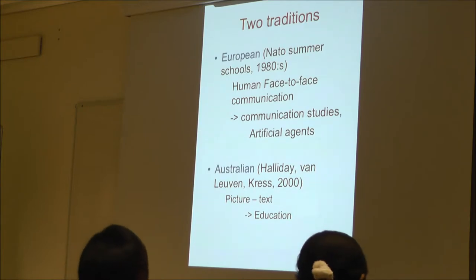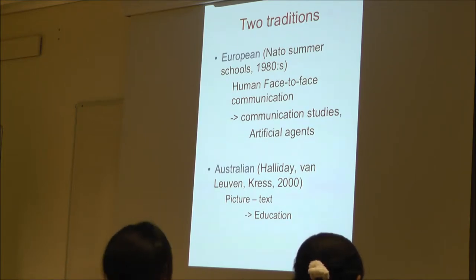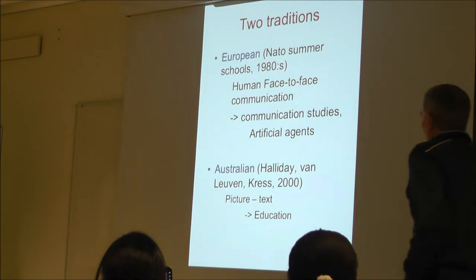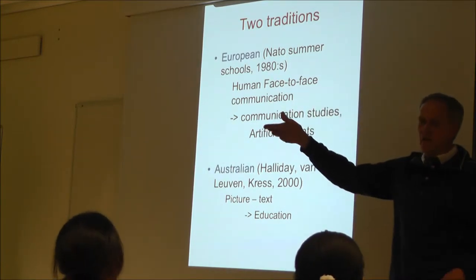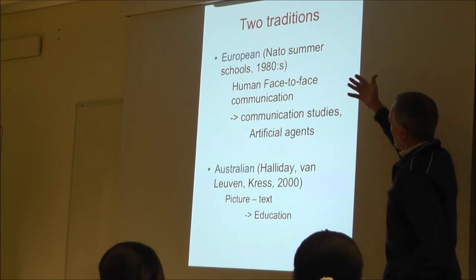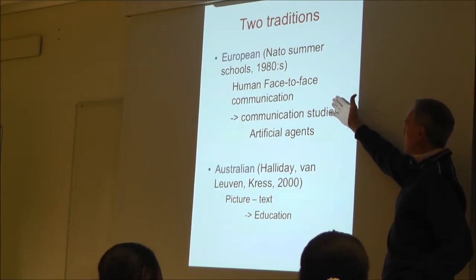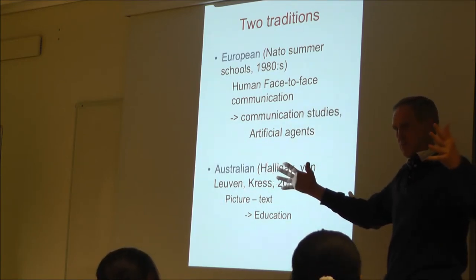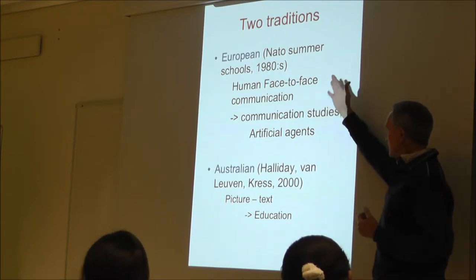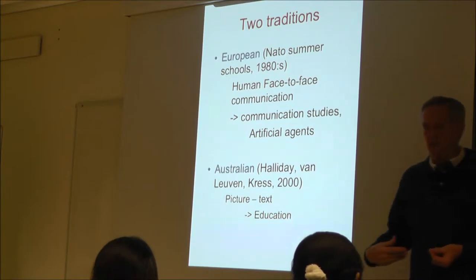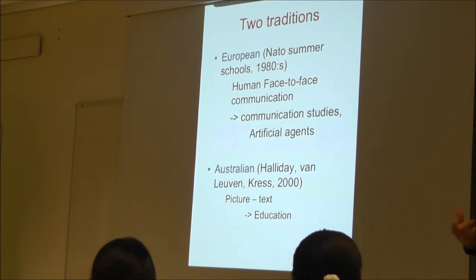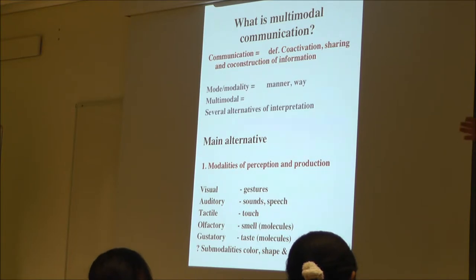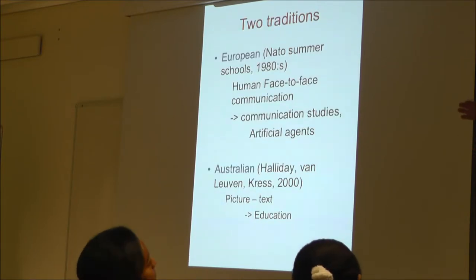Okay, now, when we go into this field, we will see that there are two main theoretical traditions in multimodal communication. There is the European tradition, which we are mainly going to follow here. Which means that you see, as basic to the study of multimodal communication, human face-to-face communication. Two human beings who are talking to each other. And on the basis of this, you can build, for example, artificial agents or robots. In this tradition, the definition I just gave you of modalities of perception and production being the basic thing is what we mean by multimodal communication.